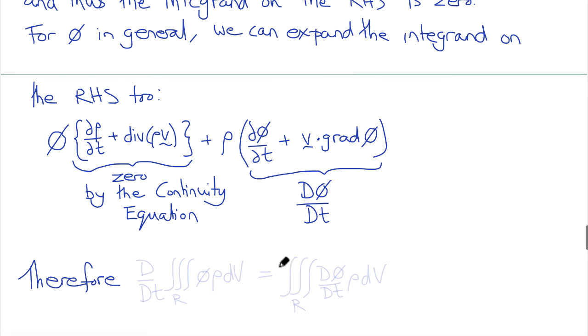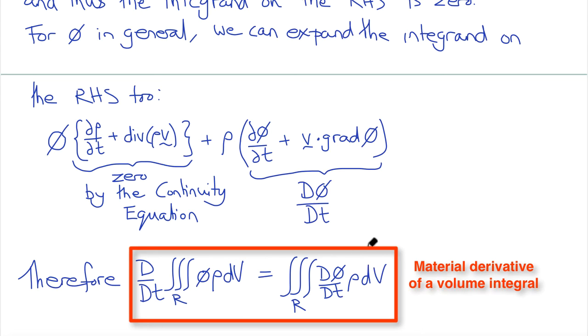Therefore, putting all this together, we can write that the material time derivative, big D dt, of the volume integral over R of phi times rho dV is equal to the triple integral of rho times D phi Dt with respect to volume. So this is the substitution that I was using. You can see it didn't require that the density rho is constant with respect to time. Rather, this is a simplification that came about from the definition of the material derivative and the continuity equation.